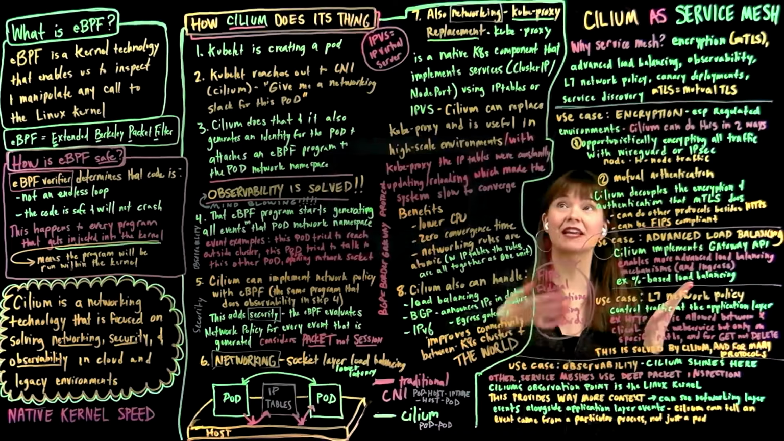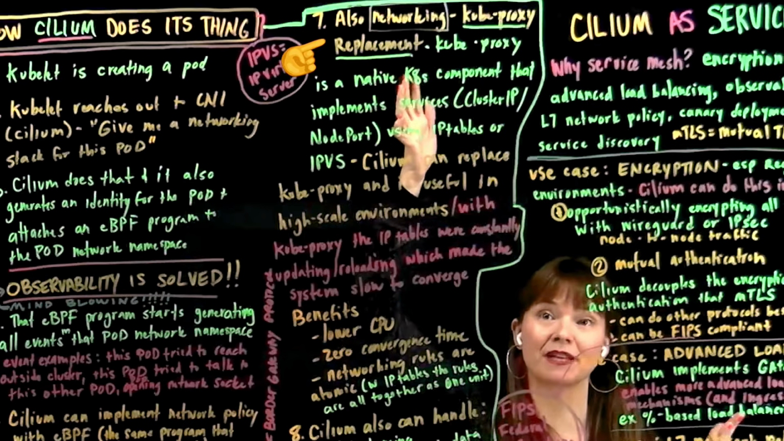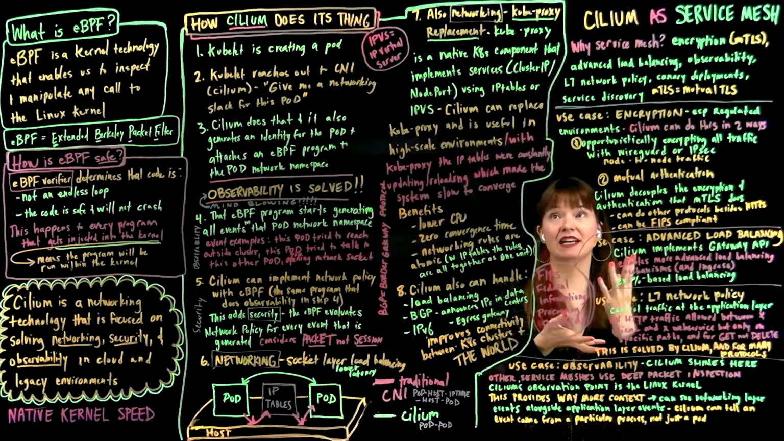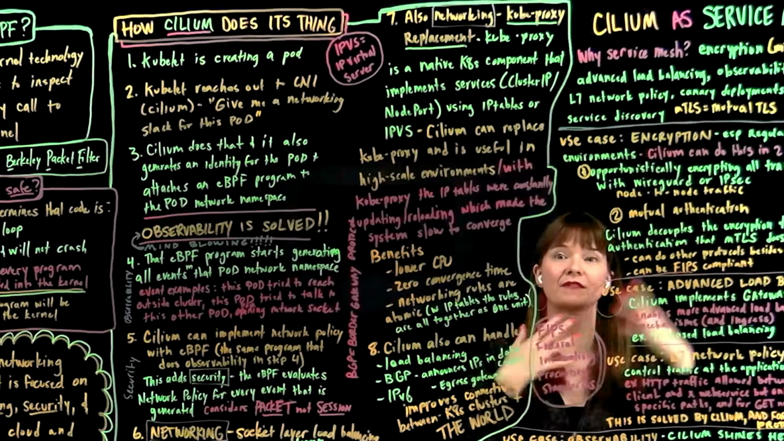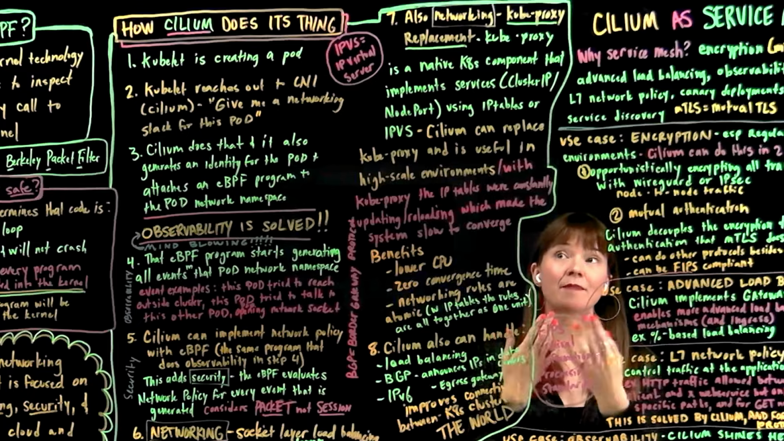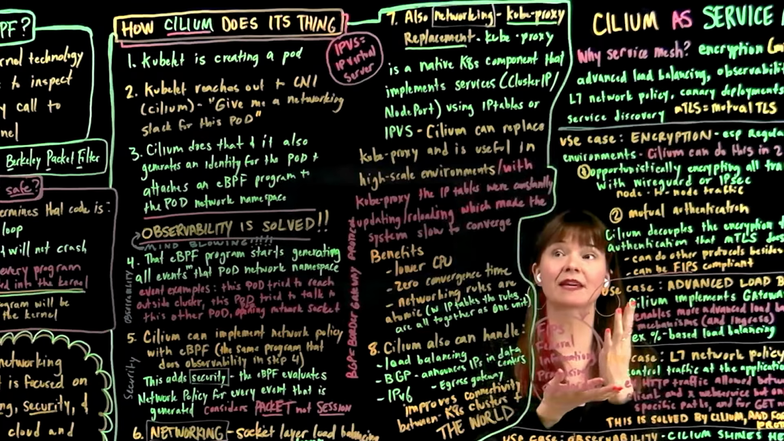And then Cilium can also act as a Kube-Proxy replacement. So Kube-Proxy ships as part of the Kubernetes binary. It's a component that implements services from traffic coming into a node. So it usually uses IP tables or IPVS. But Cilium can replace this. And it's not just traffic coming into the node. It's also traffic moving between pods and services like NodePort or services like ClusterIP.